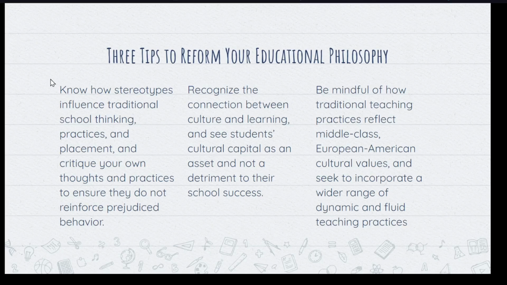So, know how stereotypes influence traditional school thinking, practices, and placement, and critique your own thoughts and practices to ensure they do not reinforce prejudiced behavior. Recognize the connection between culture and learning, and see students' cultural capital as an asset and not a detriment to their school success. Be mindful of how traditional teaching practices reflect middle-class European American cultural values, and seek to incorporate a wider range of dynamic and fluid teaching practices. So be multicultural, be accepting of other things that would not constitute as typical in the school setting.